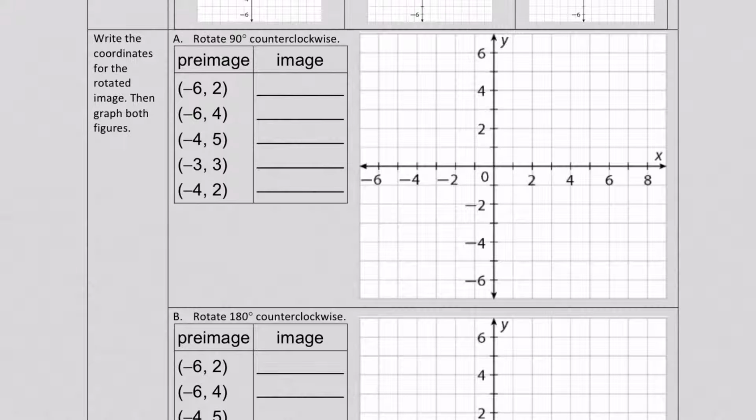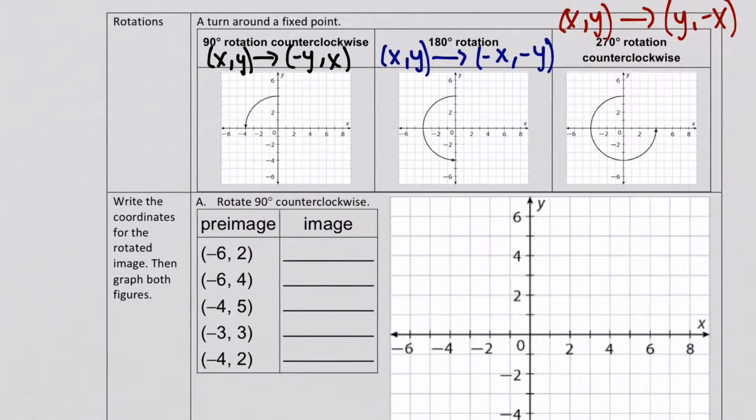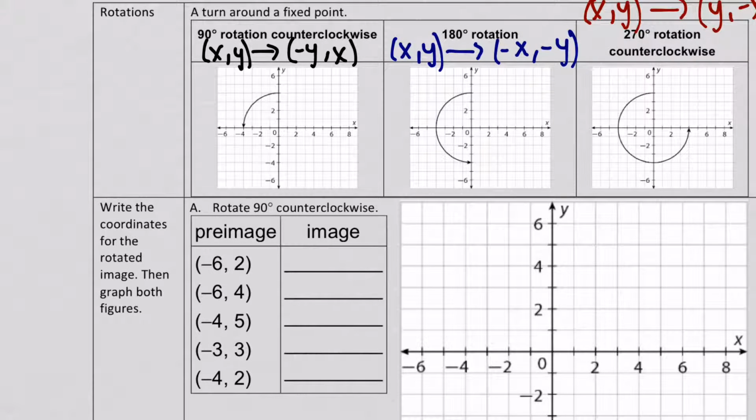So example A, rotate 90 degrees counterclockwise. I'm going to do this algebraically, okay? I'm not going to plot the points and then rotate them. I'm going to just use the rules that I just came up with. So for 90 degrees counterclockwise, I'm going to go back and look at my formula again because I don't remember it. That's what you should do. If you don't remember something, go back and look at your notes.